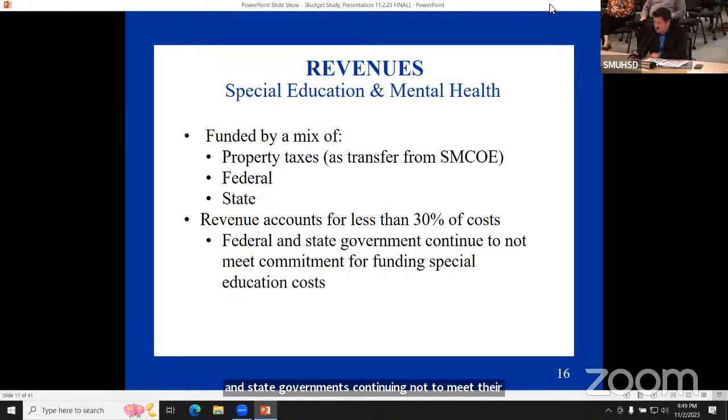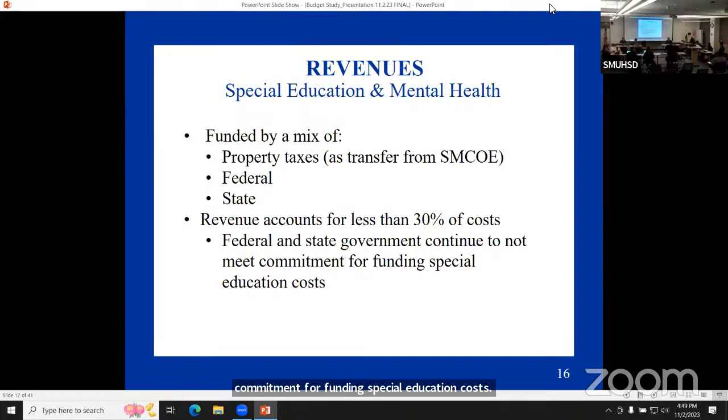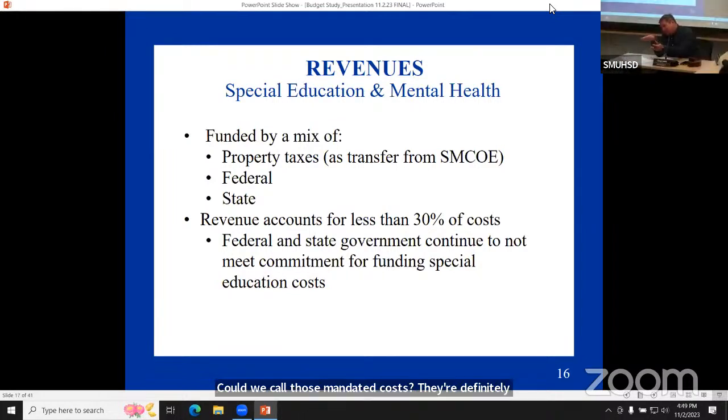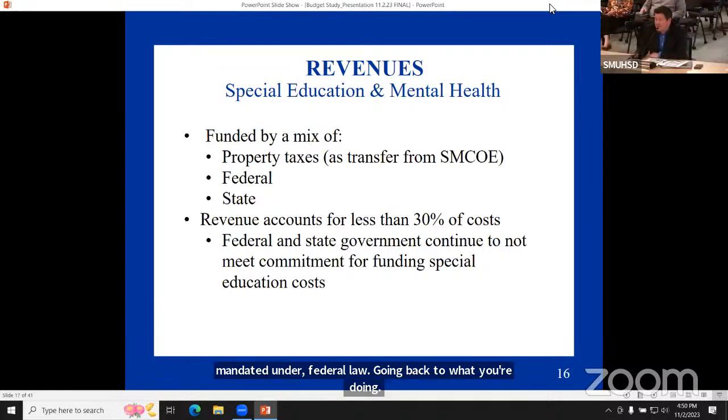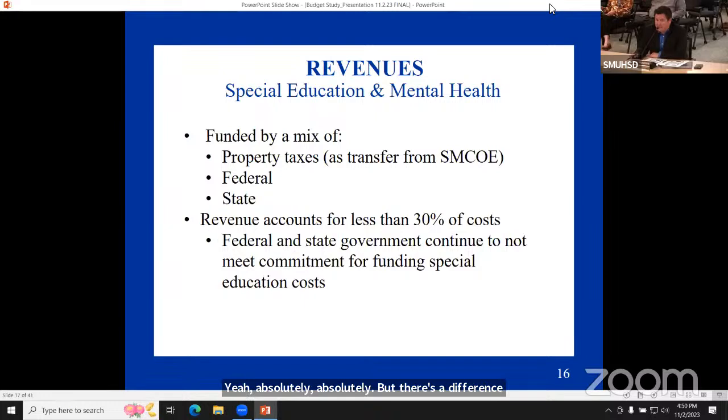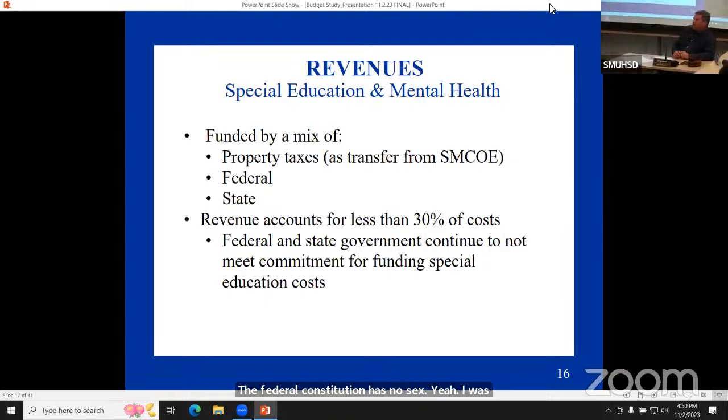Could we call those mandated costs? They're definitely mandated under federal law. Going back to what you were talking about. Yeah, absolutely. But there's a difference. The state is required to pay mandates under the state constitution. The federal constitution has no such requirement. I was specifically talking about mandated costs for the state.